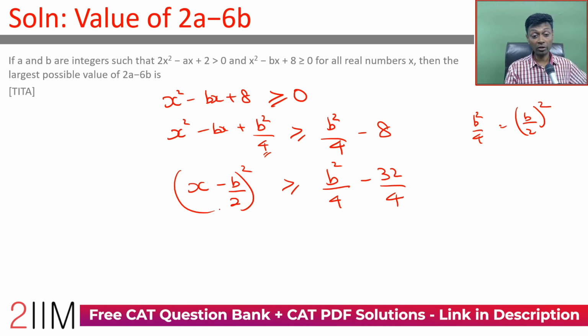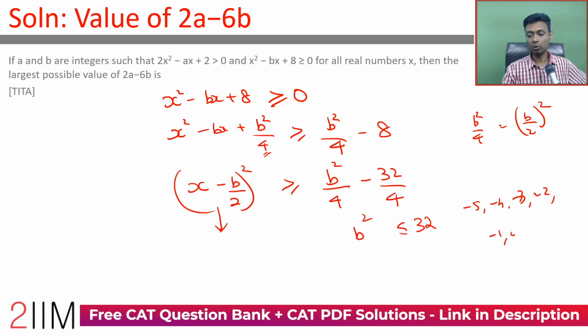Remember, this always holds good for all real values of x. That means b square should be less than or equal to 32. Here it is less than or equal to, but that doesn't matter because we're looking only at integers. That means b can go from minus 5 to 5. But if it's greater than 5, it will become 36, minimum of 36. If it is less than minus 5, it will be minimum of 36 again. So minus 5, minus 4, minus 3, minus 2, minus 1, 0, 1, 2, 3, 4, 5. All of these will work.